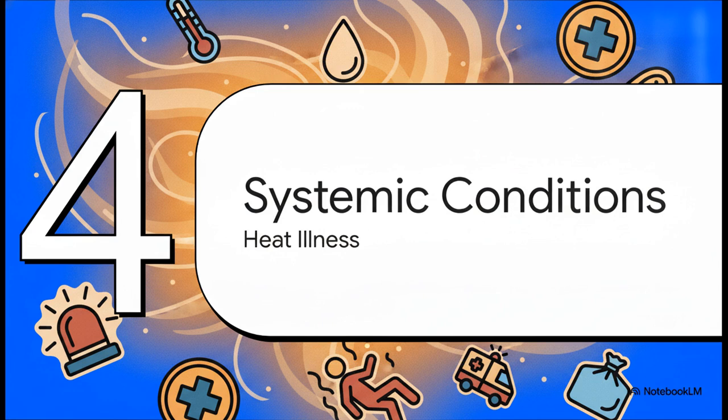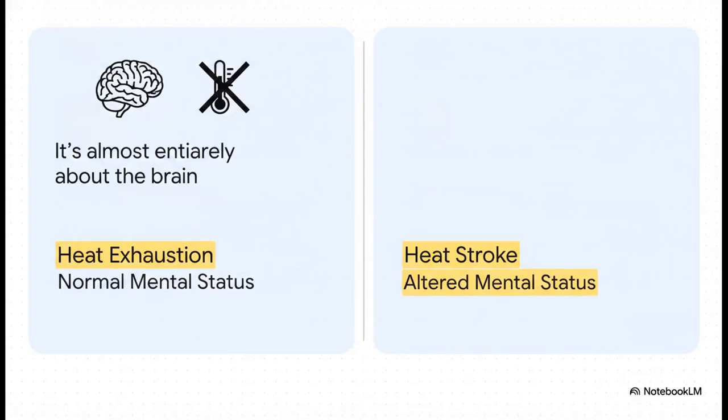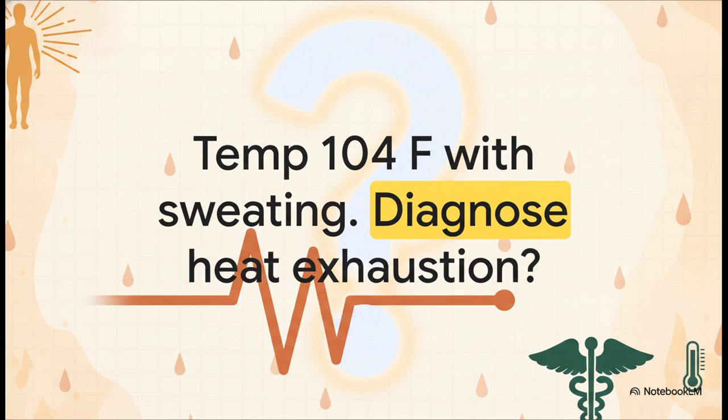For our final sprint in this explainer, we're tackling a high-stakes emergency differential that frequently catches people off guard. Distinguishing between heat exhaustion and heat stroke isn't just about the temperature on the thermometer alone. It's actually almost entirely about the brain. Picture a collapsing patient. They've been exerting themselves in the heat, their core temperature is blazing at 104 degrees Fahrenheit, and they are sweating profusely.